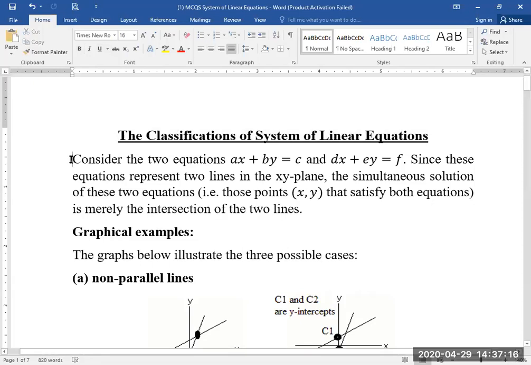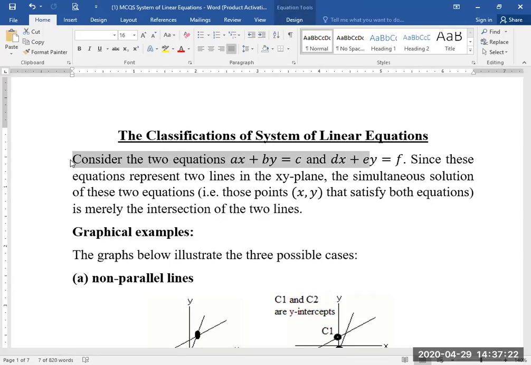In this video, we will study the classifications of the system of linear equations. For this, consider two equations in the general form ax + by = c and dx + ey = f. Since these equations represent two lines in the x-y plane, the simultaneous solution of these two equations, that is those points x and y that satisfy both equations, we call the solution. It is merely the intersection of the two lines.